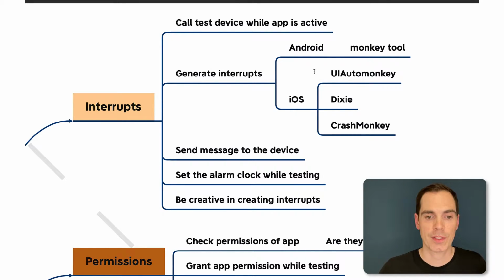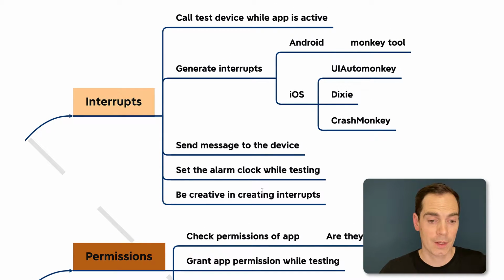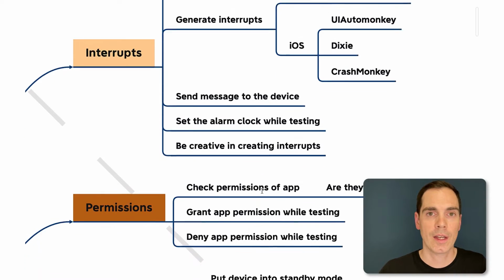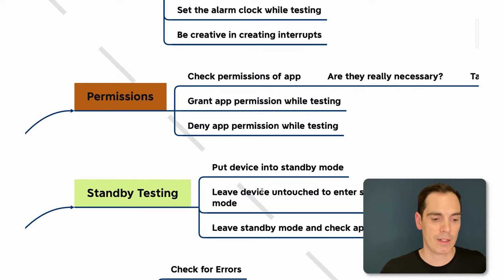On the iOS side we have a similar tool called UI Auto Monkey. We have Dixie and we have Crash Monkey. Take a look at the tools, whether they're still maintained and available, and use them if you think they're beneficial for you. Another interrupt can be sending a message to the device to generate push notifications, or setting an alarm clock while testing. Be creative with interrupts, because clicking the power button, for example, is an interrupt in its own right, or clicking the volume up and down button is an interrupt already, and see how the app under test reacts to this.